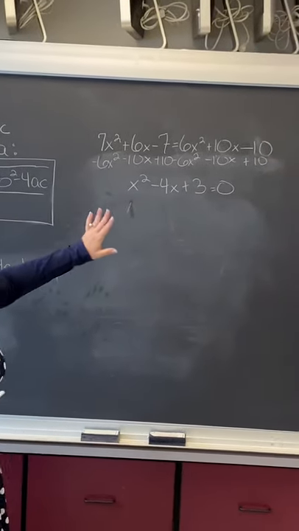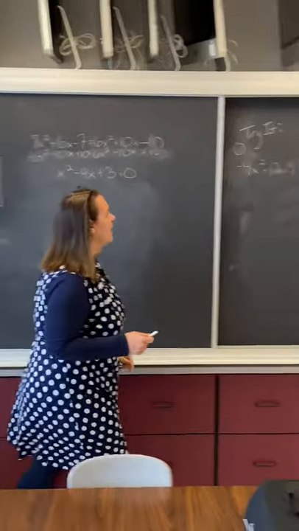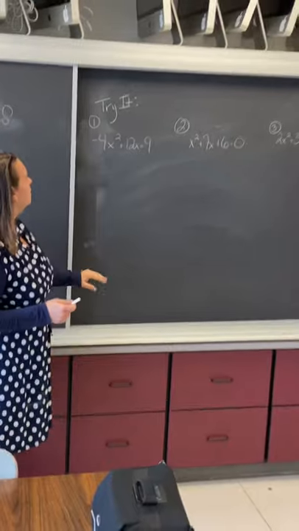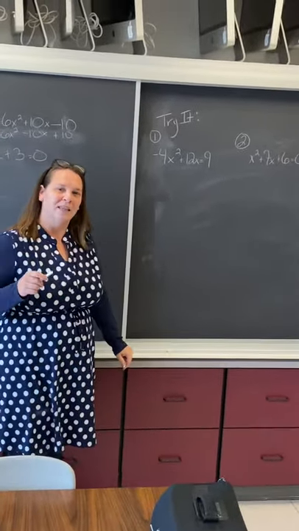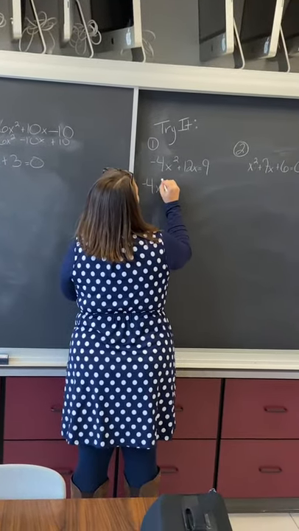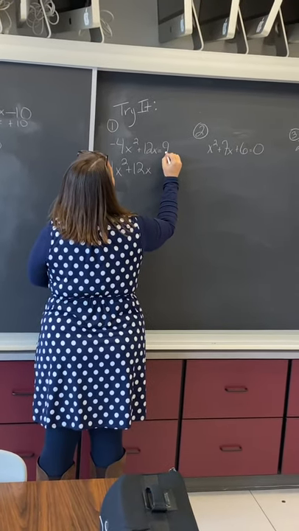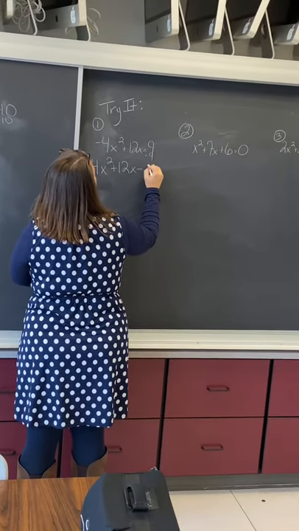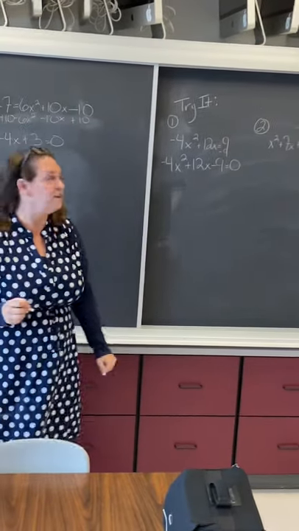So let's take a second and do step one with our try it problems. What do we have to do to equation one to get it in standard form? Michelle. Take that 9 over. Good job. I'm going to subtract 9 from both sides. Now it looks like an equation in standard form.